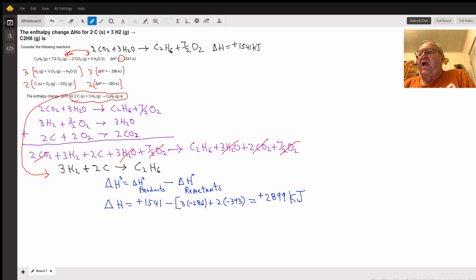We combine it together, and we'll get our change of enthalpy for the reaction that they wanted, which would be positive 2,899 kJoules.